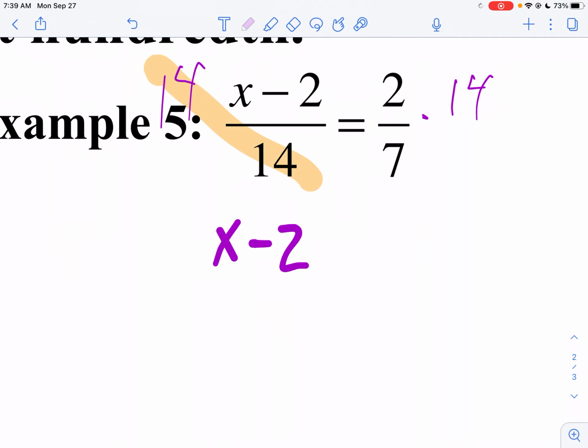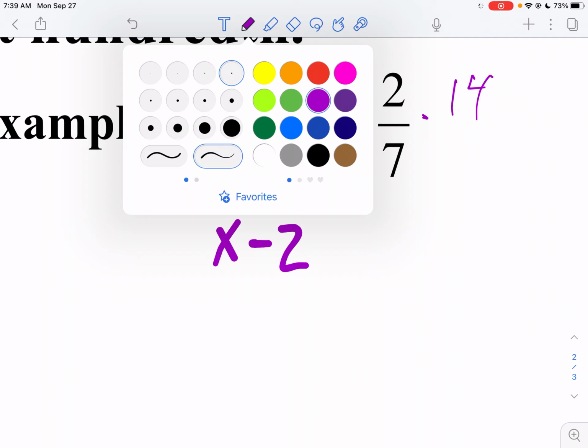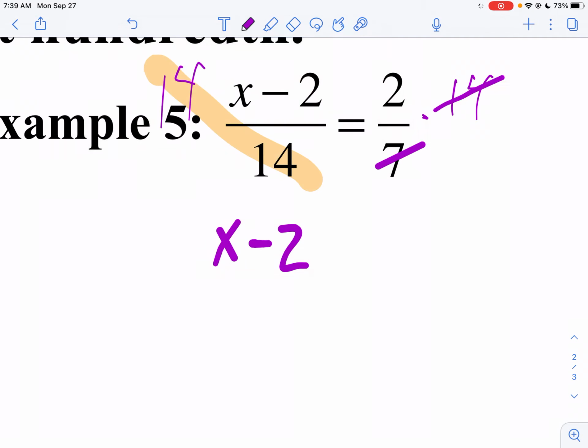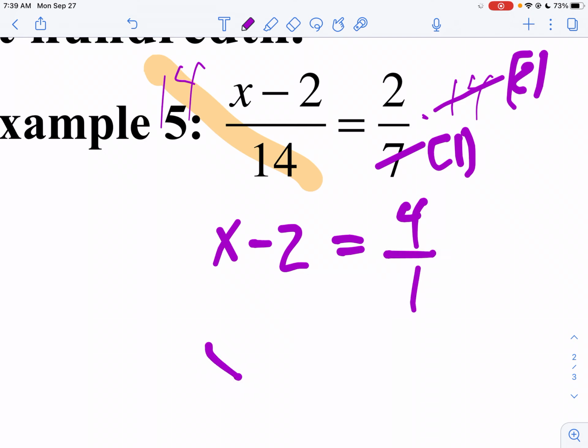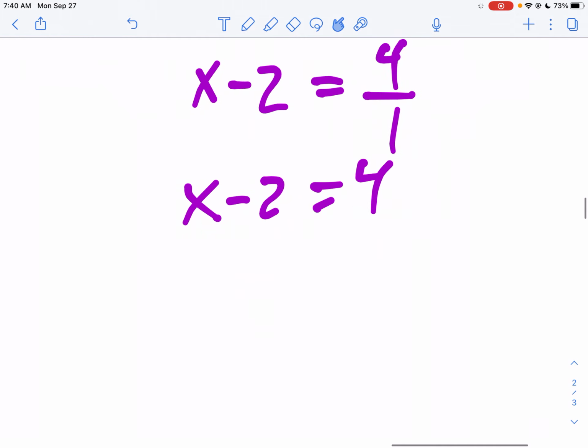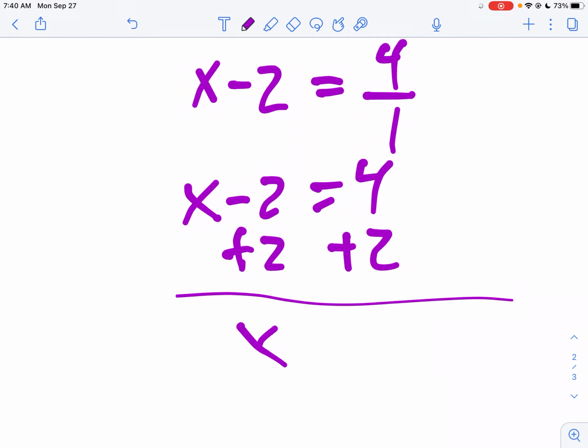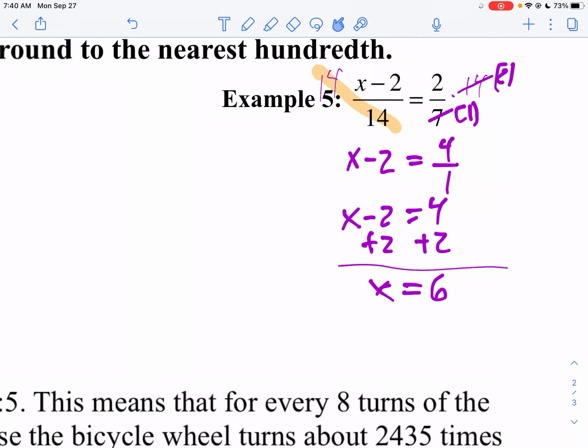On the right-hand side, 7 goes into 14 two times. 7 divided by 7 is 1. So I get 2 times 2 is 4 over 1, which normally we just say x minus 2 equals 4. Then we add 2 to both sides. We're just solving the equation. x equals 6 in this problem. And that's what we do in a problem like that.